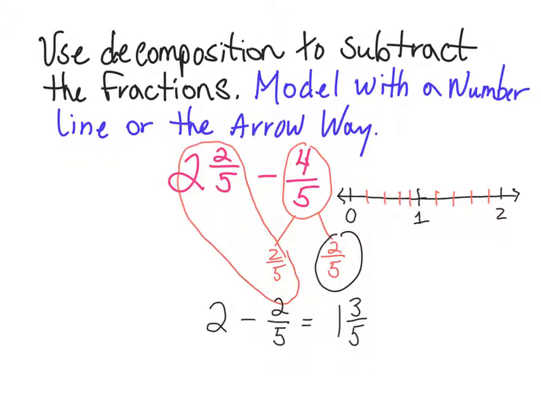And where is 2? We don't have 2 and 2/5. We ended up here at 2, and we're taking away 2/5. So here we go, we've got 1/5, 2/5. And now we are at 1 3/5.